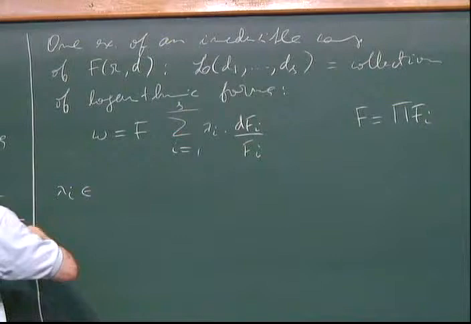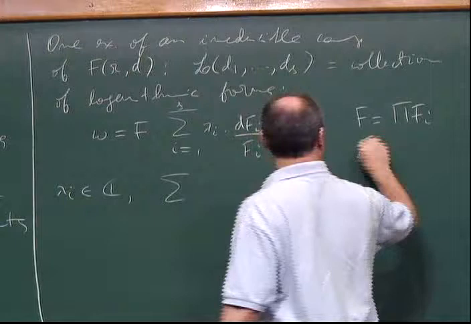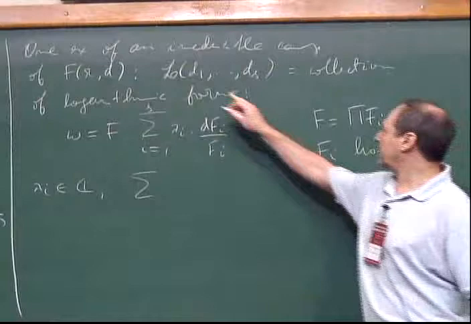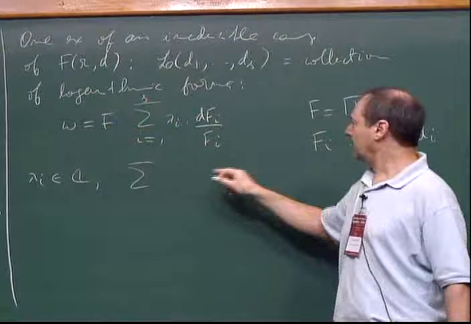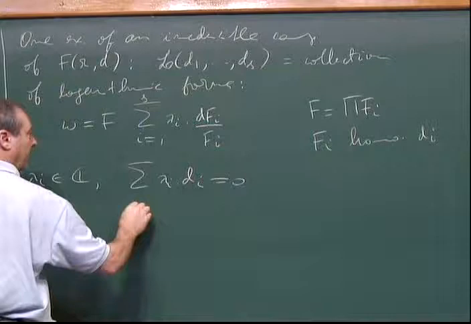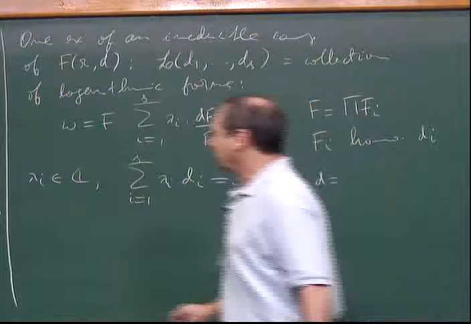So these are complex numbers satisfying the condition. The F_i's are homogeneous polynomials of degrees d_i. So to construct this component, we fix these integers d_1 up to d_s. We will consider all polynomials F_i of degree d_i, and we construct this form omega. The lambda_i's also will vary, only satisfying the condition that the sum of lambda_i d_i equals zero. So this family of forms, it's easy to check that these forms are integrable, and it's a theorem that they are stable, they constitute an irreducible component of FR_d, where we are in P^n, okay?